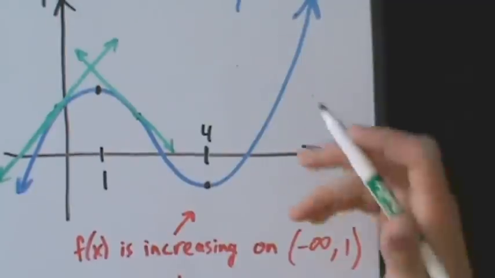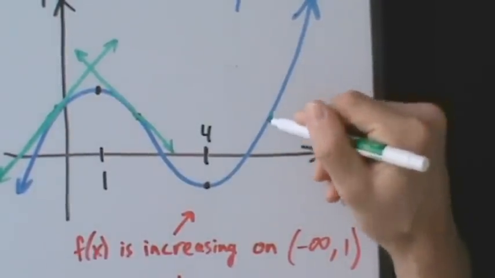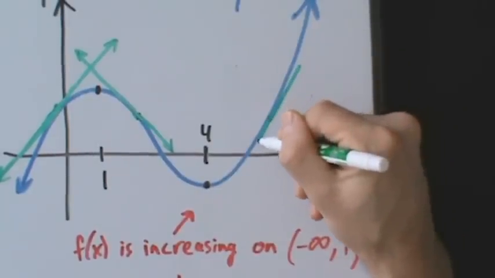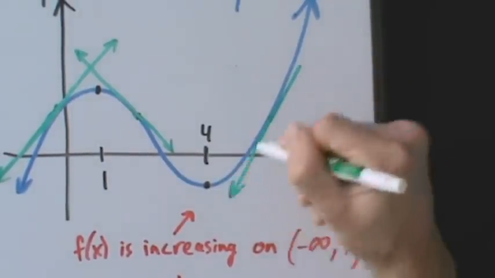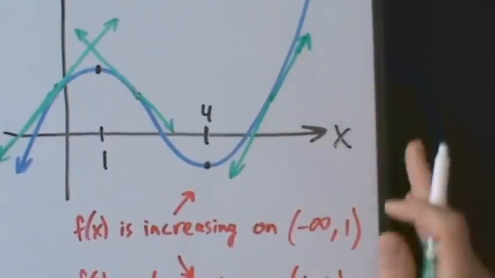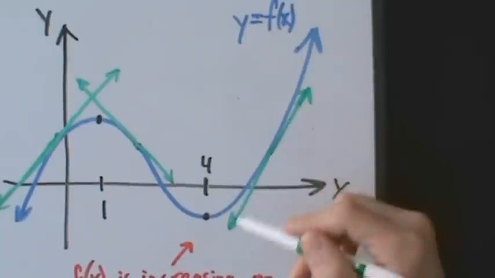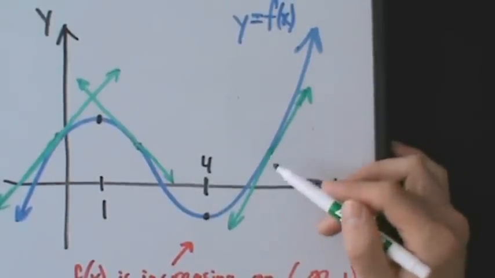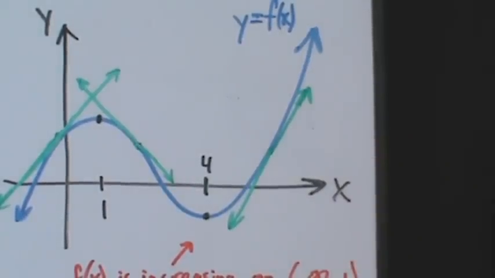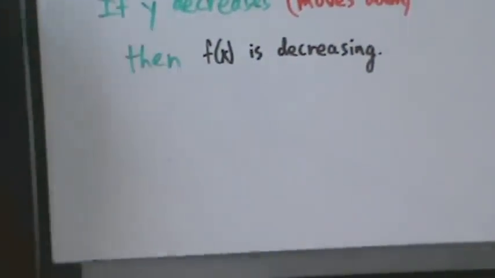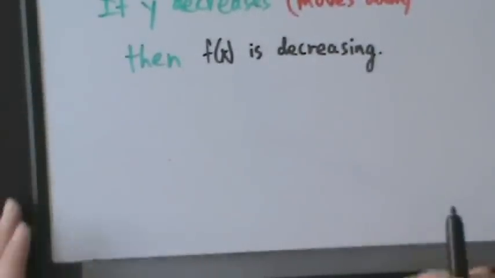And likewise over here, if this is, say, x equals 6, the tangent line here is going to have a positive slope. The function is increasing on this interval, and the tangent line has a positive slope, so the derivative is going to be positive here, right? So let's summarize the point we just made.